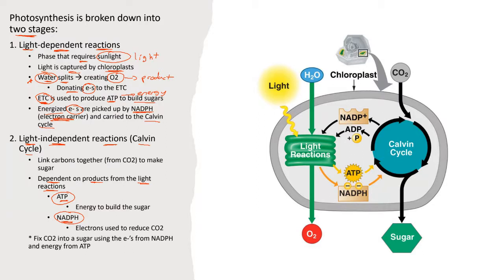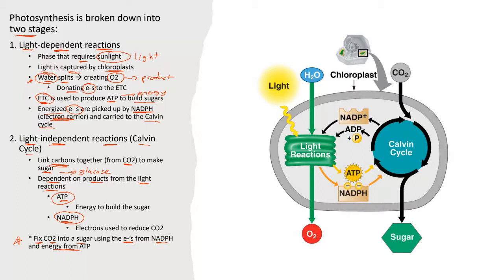Now, what happens in the light independent reactions, besides using the products of the light dependent reactions, is that we'll be taking carbons from carbon dioxide to make sugars, to make glucose, among other sugars and other molecules as well. Here I have a little note. We're going to be fixing carbon dioxide into a sugar using the electrons from NADPH and energy from ATP. This is how we make the sugar.